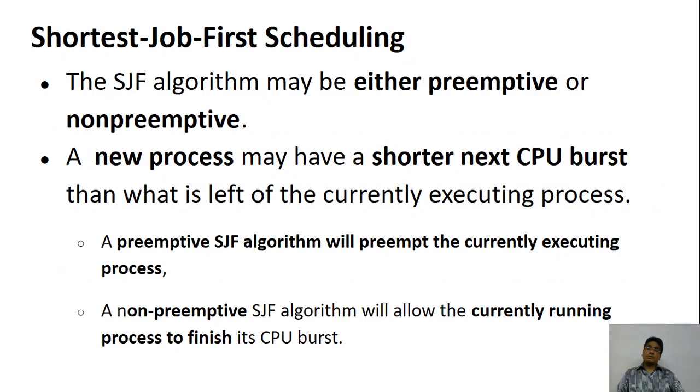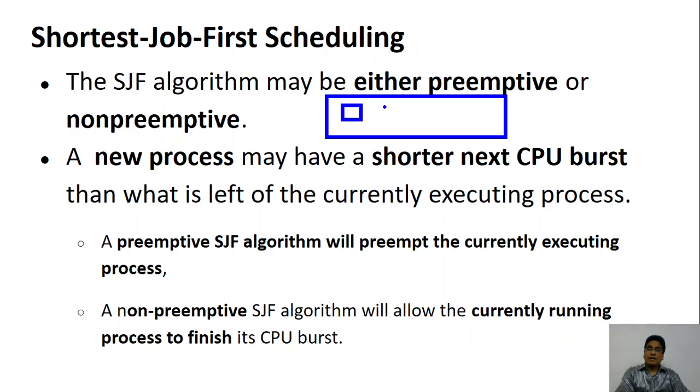There are two types of shortest job scheduling. One is non-preemptive, the other is preemptive. What is the meaning of preemptive and non-preemptive? When the scheduler starts, if a new process arrives, in the non-preemptive case the new process will be run only after the existing process completes. What do I mean by that? Suppose you have a ready queue with a number of processes waiting, and you have a CPU which is performing its work.